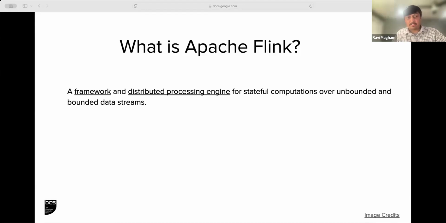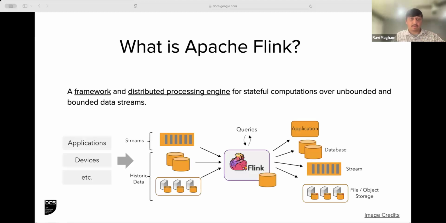Flink is actually a streaming framework and a distributed processing engine, which means it gives you both the API layer and the processing layer for stateful computation. The good part of Flink is while it started off as a pure stream processing engine, it's kind of matured to now offer both unbounded and bounded stream APIs so that you do not need it only for streaming, but also for non-streaming use cases.